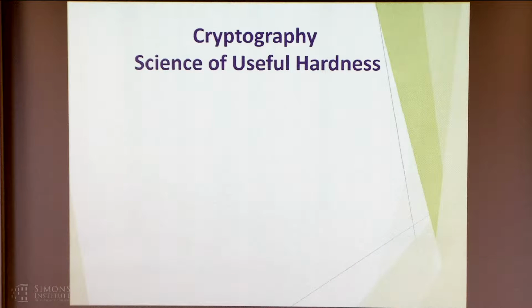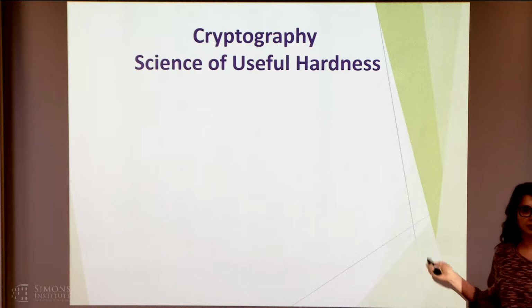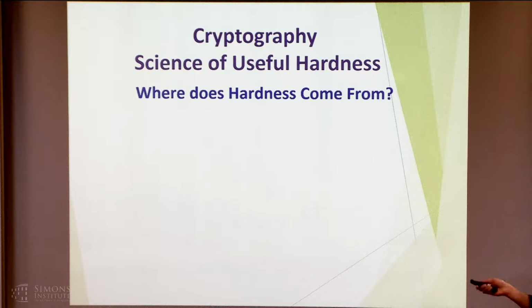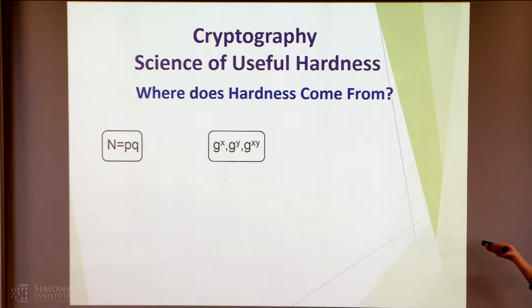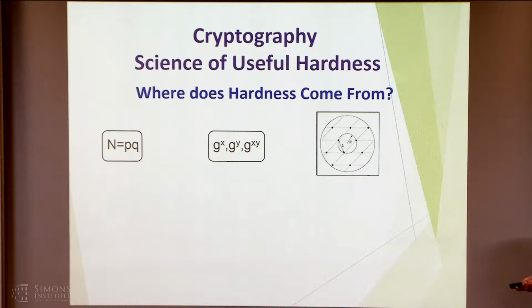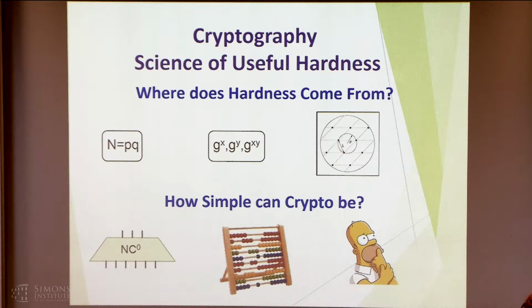Okay, so cryptography is basically the science of useful hardness, right? Its hardness comes from unsuccessful attempts to find efficient algorithms for important problems such as factorization, discrete log, and lattice problems. And we want crypto to be as simple as possible, right? In the NC0 class, or even calculable by a formula.